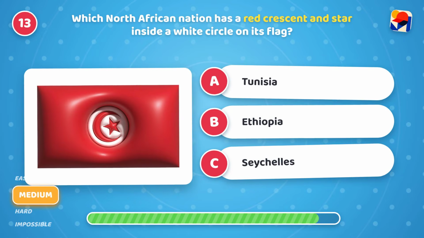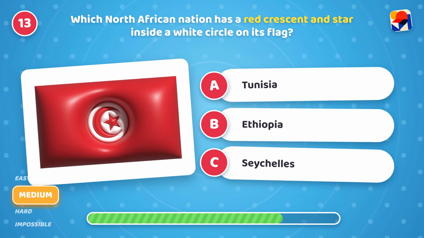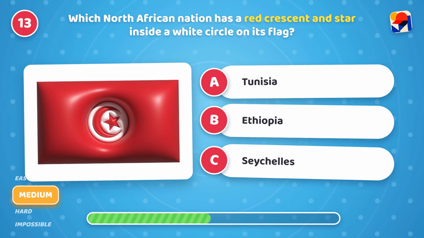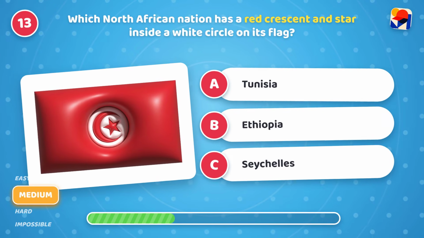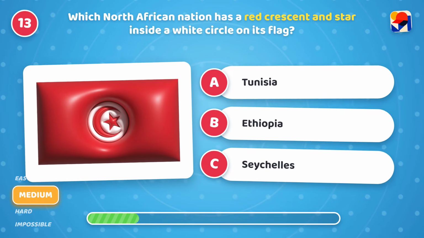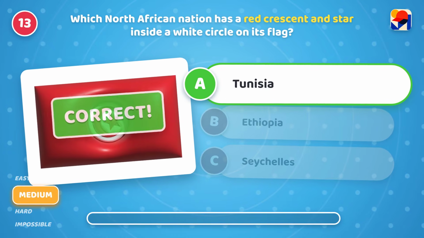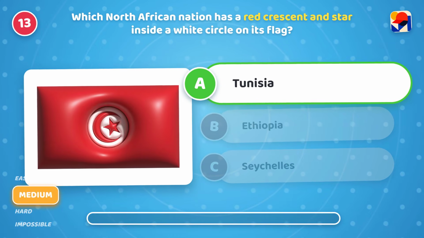Which North African nation has a red crescent and star inside a white circle on its flag? Is it A, Tunisia, B, Ethiopia, or C, Seychelles? It's A, Tunisia. It is influenced by Ottoman history.